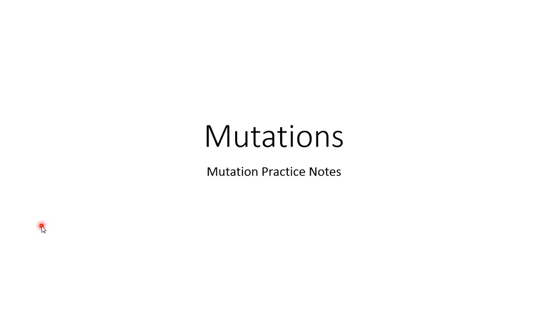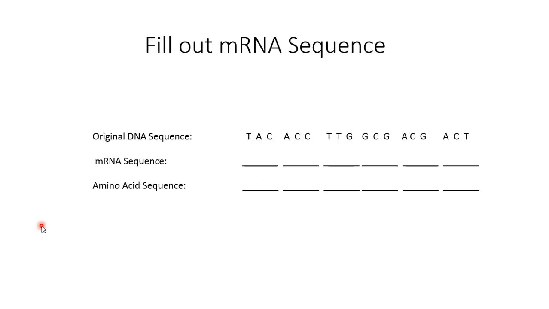This PowerPoint will go through each of these different sections on your mutation practice notes. So again, you should have that in front of you. First off, we have this original sequence of DNA, and we need to make it into mRNA and then into an amino acid sequence.